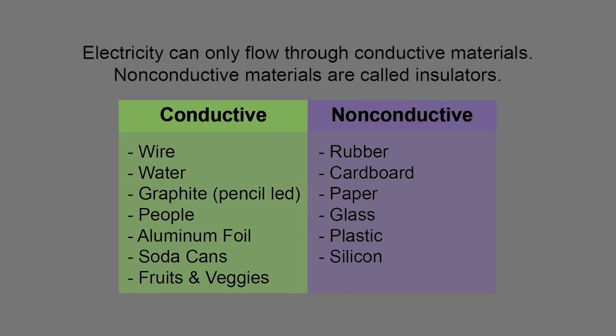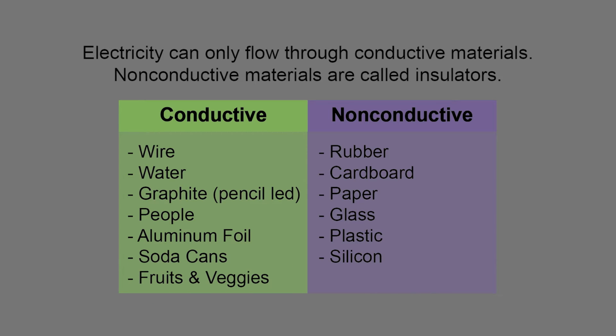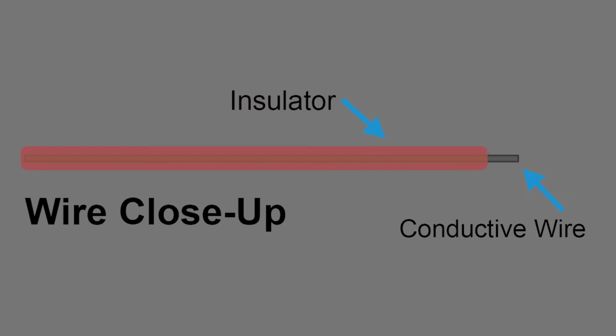Now, electricity can only flow through conductive materials, and non-conductive materials are called insulators. Conductive materials are things like metal, wire, people, aluminum foil, fruits and vegetables. These are all conductive materials, which means electricity can flow through them. On the other end, we have non-conductive materials called insulators. These are things like rubber, paper, cotton or fabric.